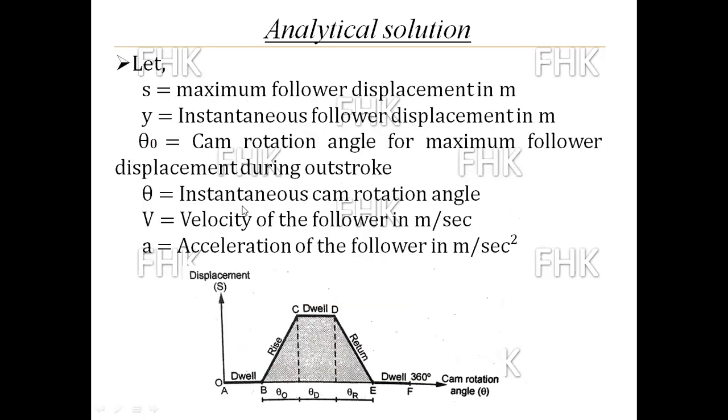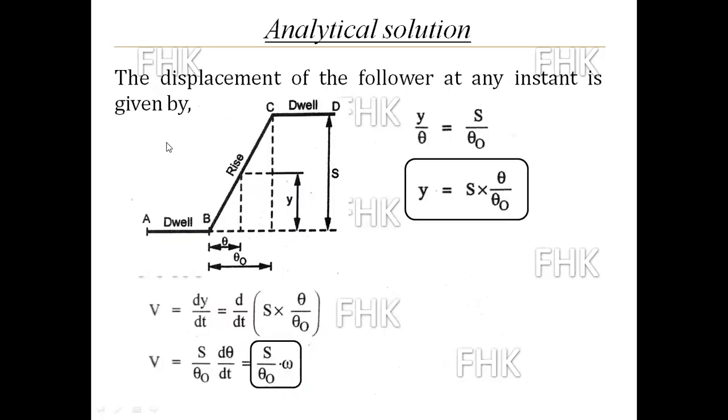Now, v is the velocity of the follower in meters per second, A is the acceleration of the follower in meters per second squared, and J is the jerk of the follower in meters per second cubed. Now we have to find the displacement at a particular location, when the rotation of the cam is theta.